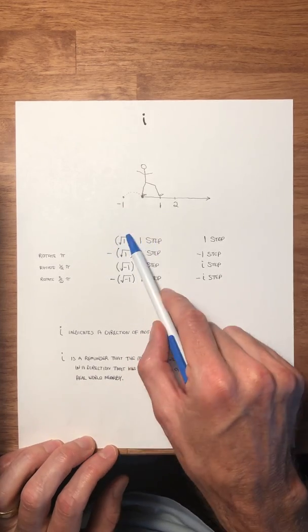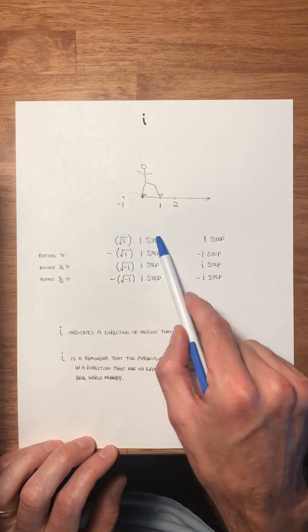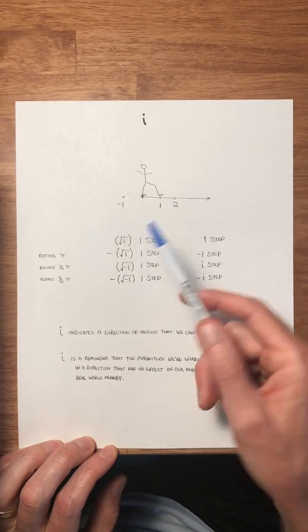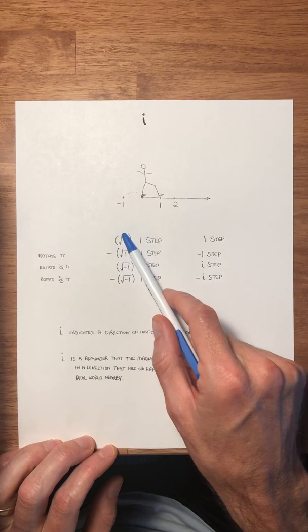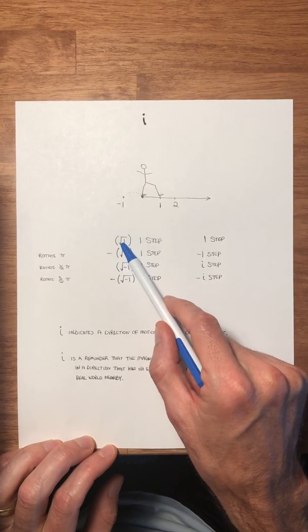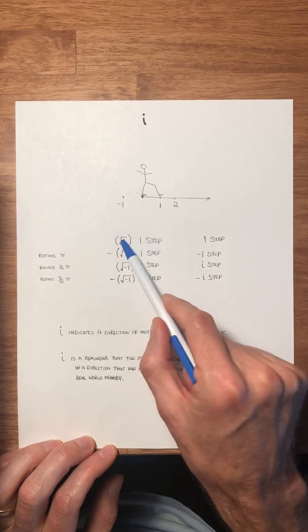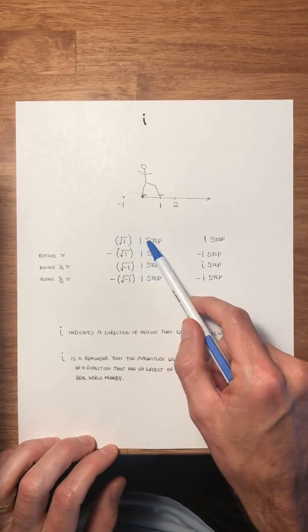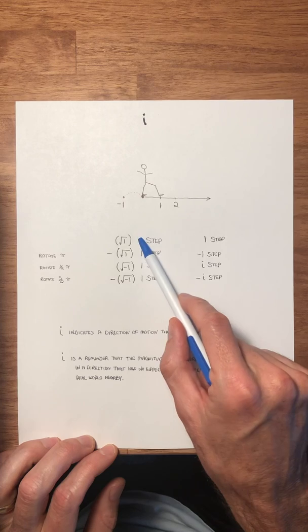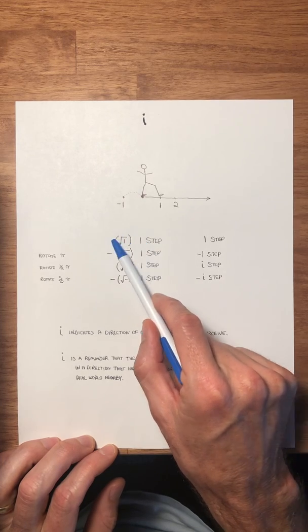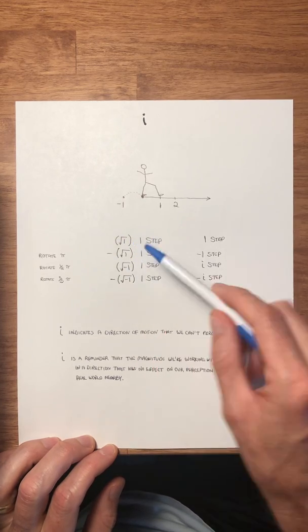So you may know that you can always multiply a quantity by 1. 1 times something is just itself. Well, the square root of 1 is also 1. So in other words, you can always multiply something by the square root of 1 without changing it. So just for the fun of it, let's multiply 1 step by the square root of 1. It doesn't change a thing.